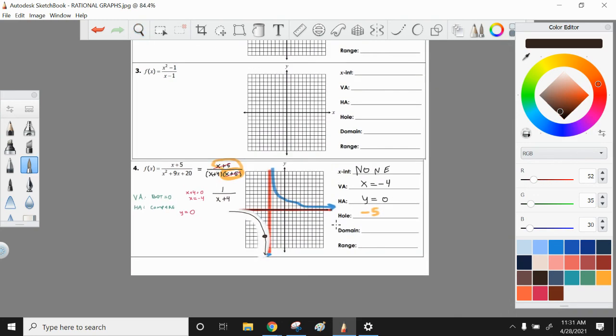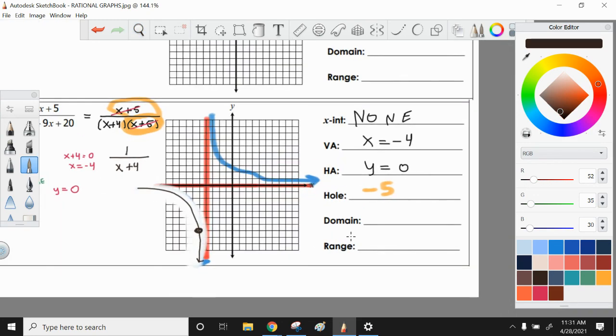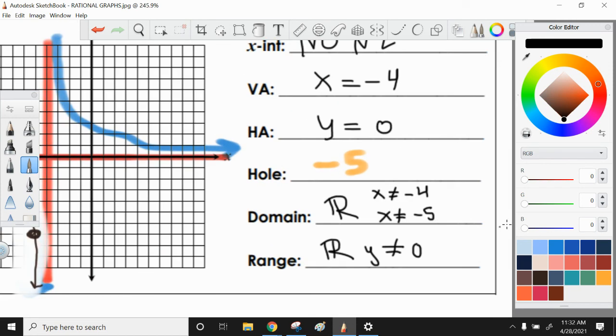I'm going to go ahead and fill in my domain and range here. My domain would be all real numbers. X cannot be the vertical asymptote, which is -4. X cannot be the hole, which is -5. The range would be all real numbers. Y cannot be 0, which is the horizontal asymptote, right? And maybe I'll even label these for you guys: we've got the vertical asymptote, the hole, and the horizontal asymptote.